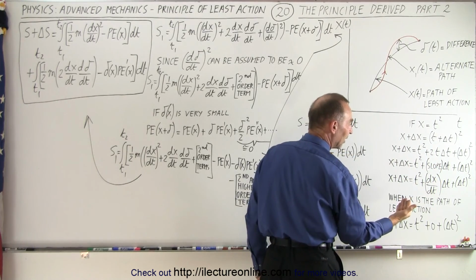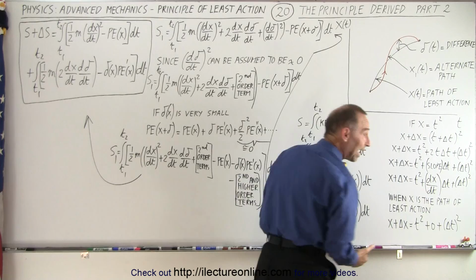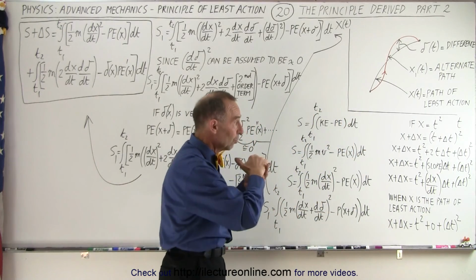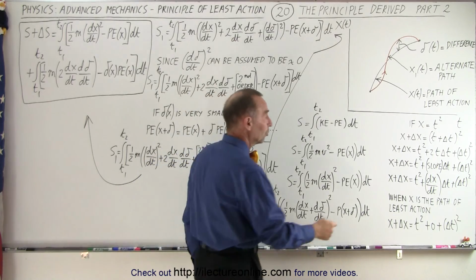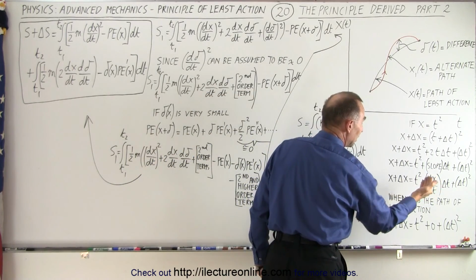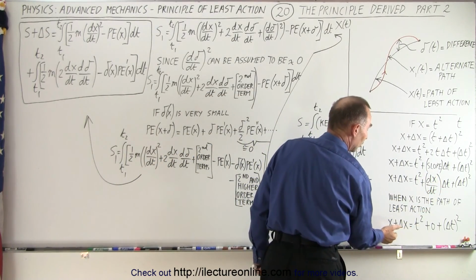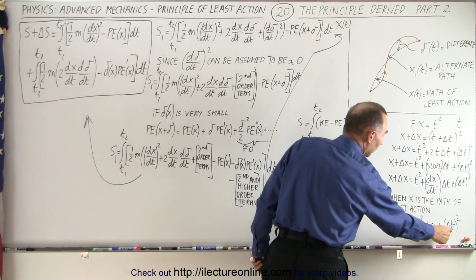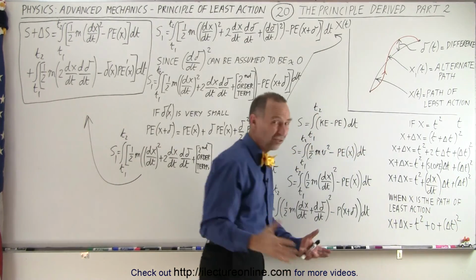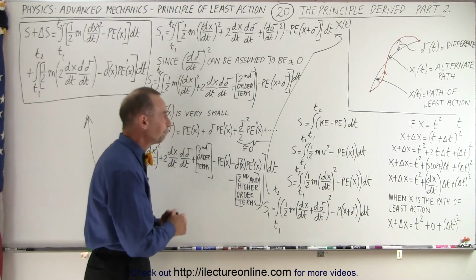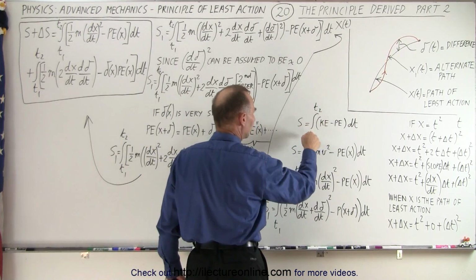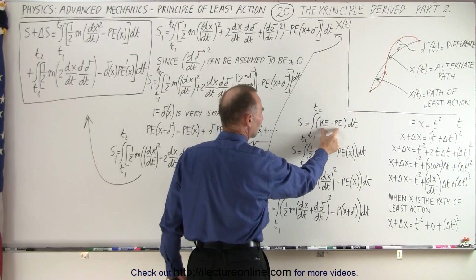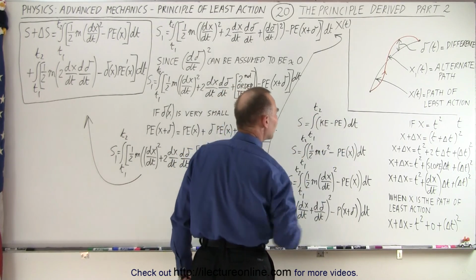And then we realize that when x is the path of least action, we're at a minimum. And at a minimum, that slope must be 0, so that term goes to 0 if we're talking about the path of least action. So my delta x simply becomes the delta t quantity squared, which is essentially 0 as well. So now when we calculate the action, it's simply the integral from t1 to t2 of the difference in the kinetic and potential energy times dt.